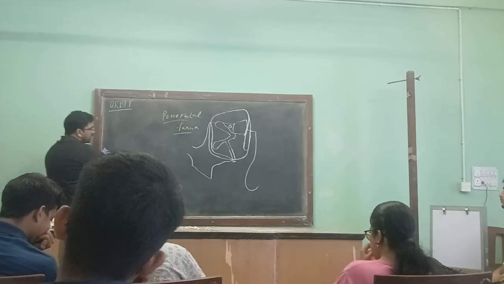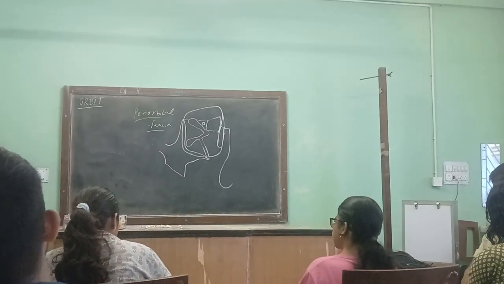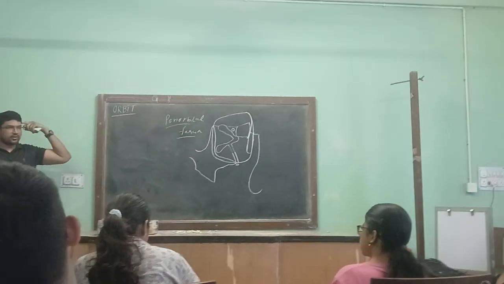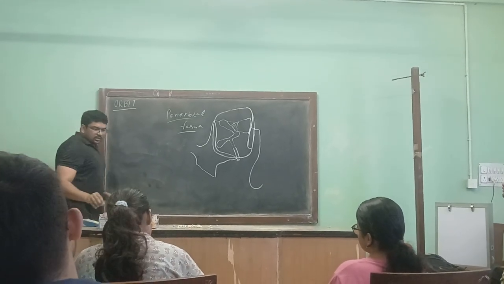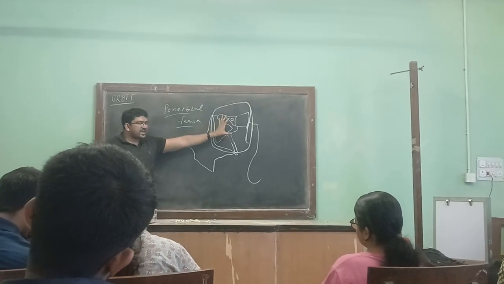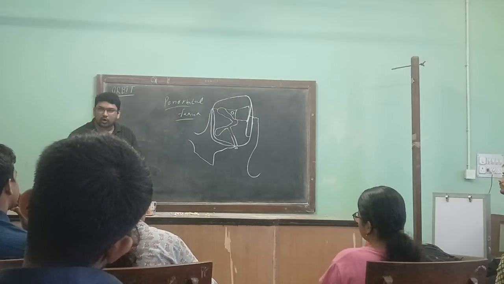So these eyeballs will go further towards the orbit over here. Arising from the diencephalon, it goes into the orbit. Got it or not? So this is the basic structure of the orbit over here. Now let us see the contents of the orbit.